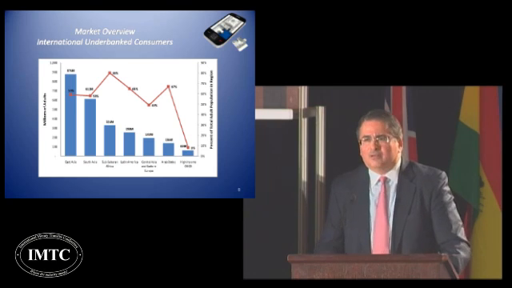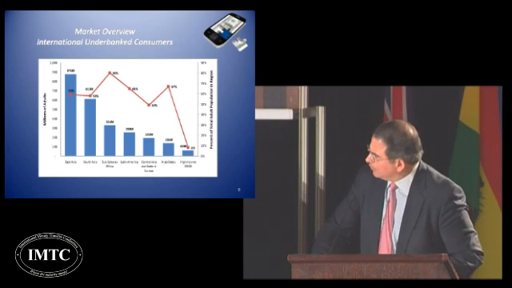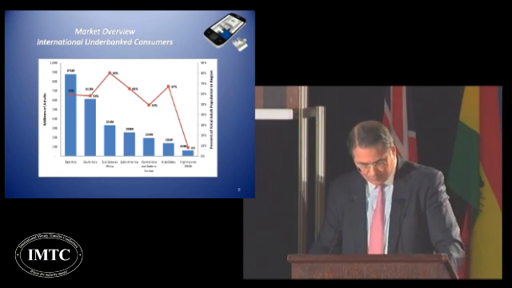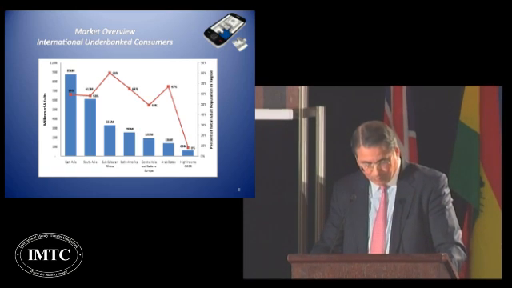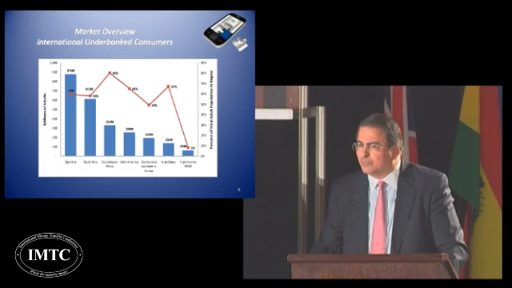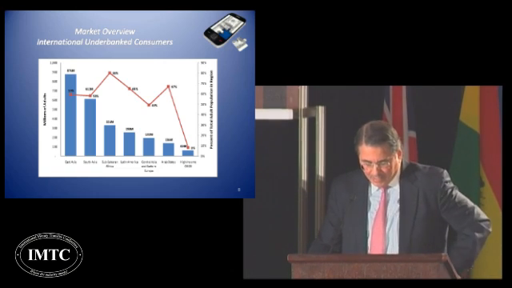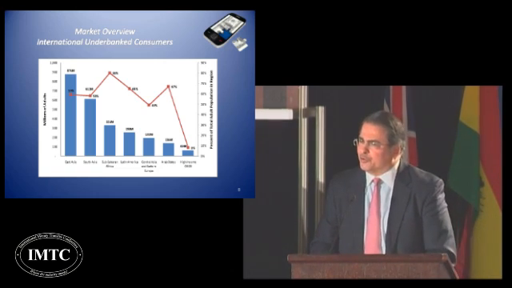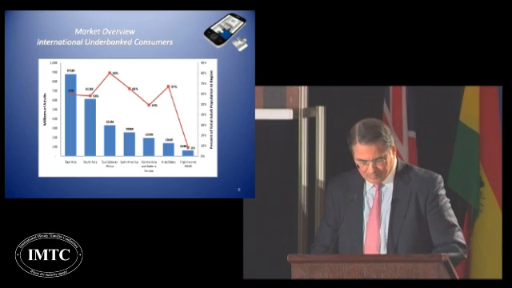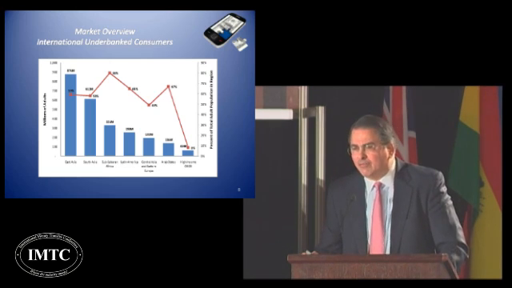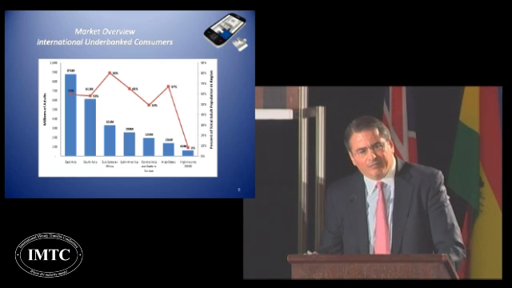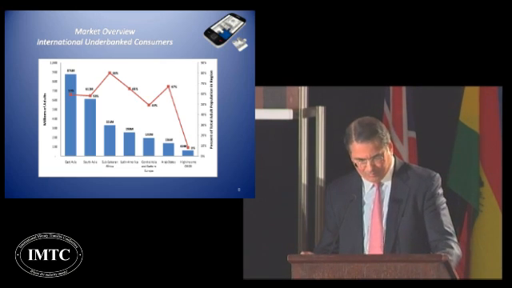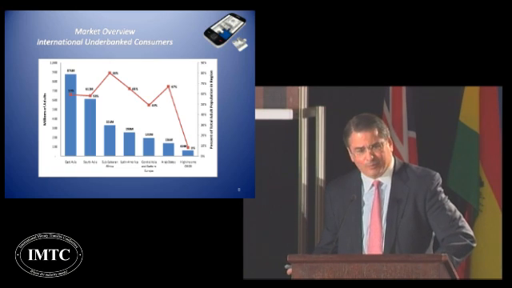This chart focuses on some of the international characteristics of an underbanked consumer. You see the blue or purplish bars showing the total number of adults in some of these various foreign markets. The red line shows the percentage of those adults that fit the underbanked demographic definition, and with the exception of one, almost all of those are more than 50% of the total population being an underbanked consumer.